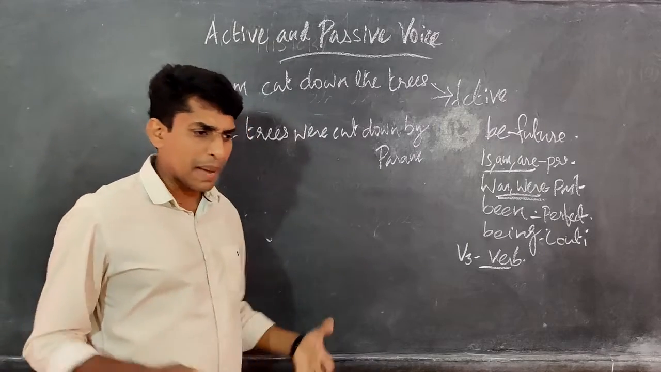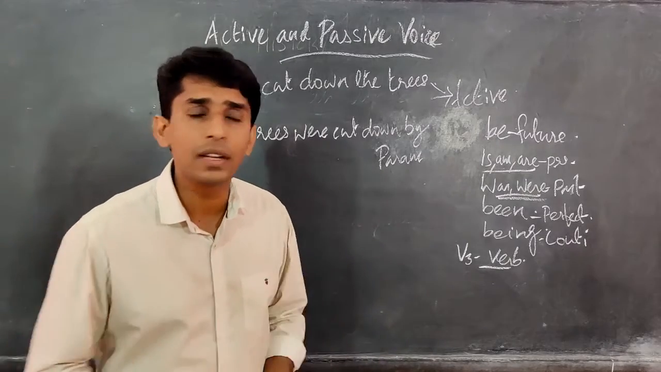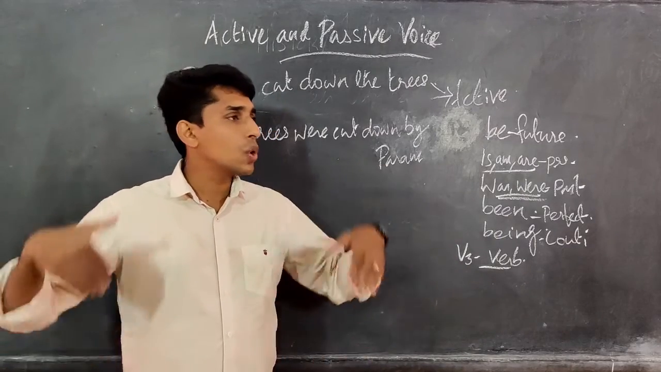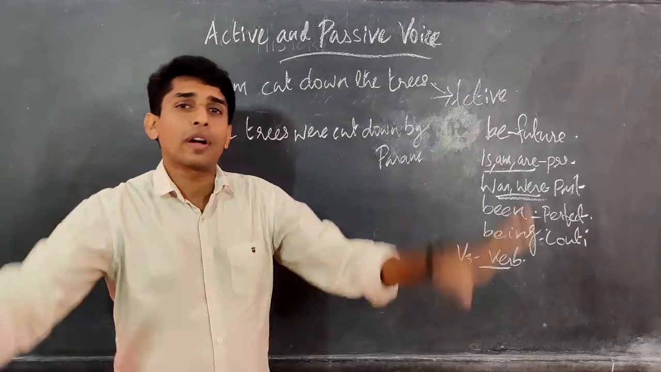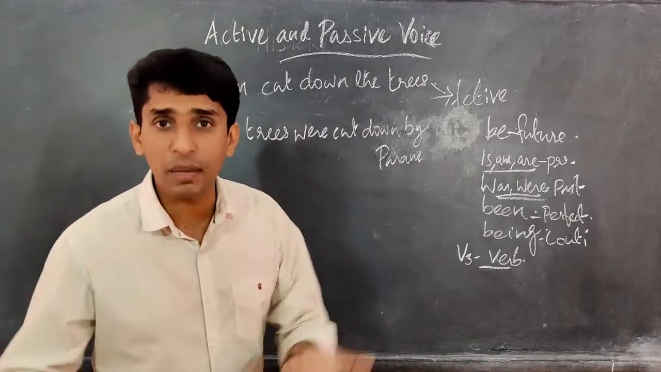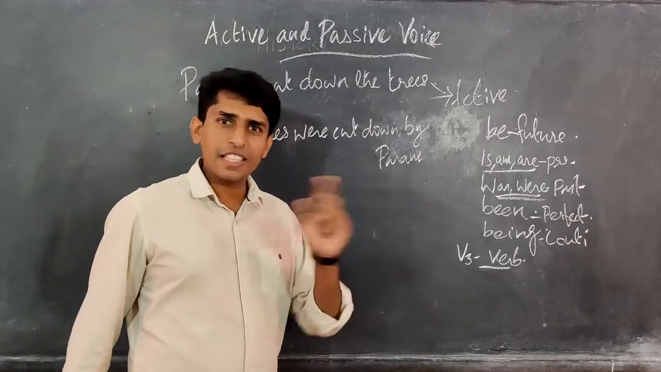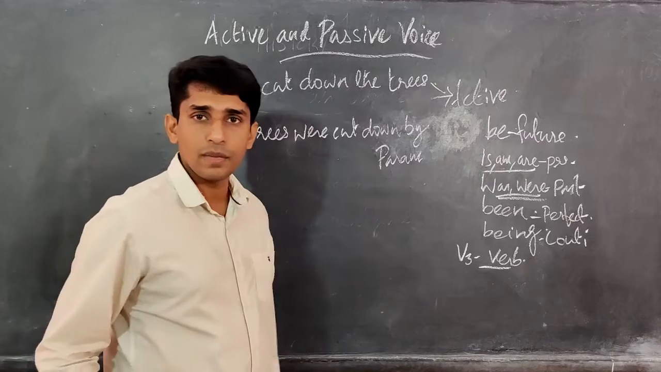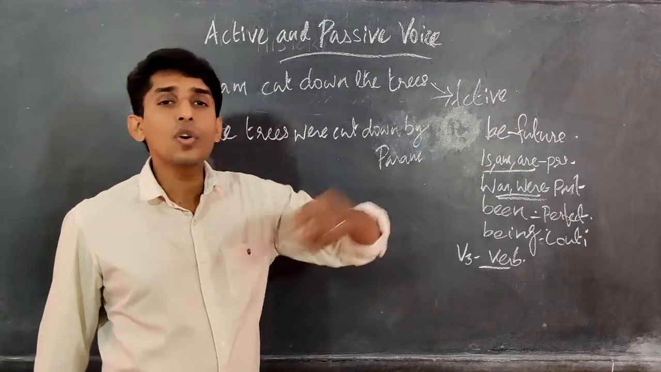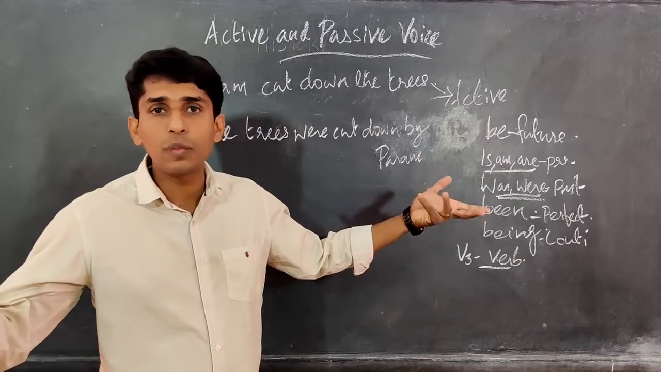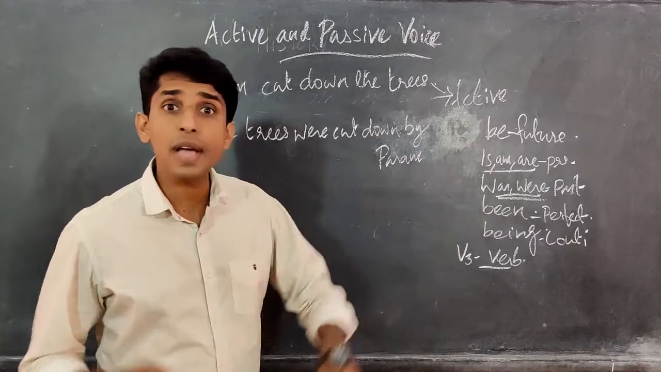And another thing, in some cases we may not know who did it. Imagine you went somewhere, you came back home, and you just saw the front window is broken. You don't know who did it. So we don't know the subject, we don't know the doer. In such cases, when we don't know the subject, we can use passive voice. The windows are broken.